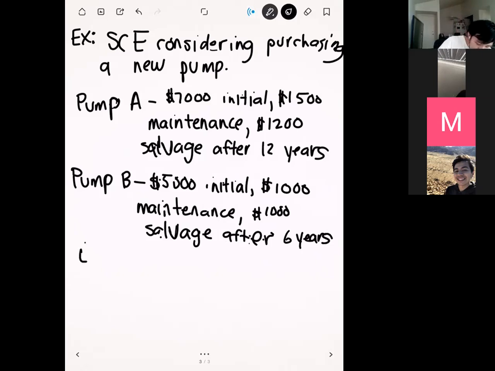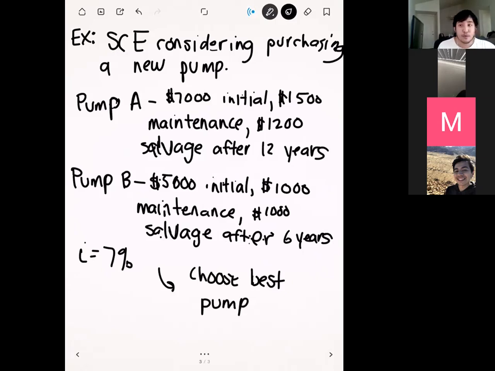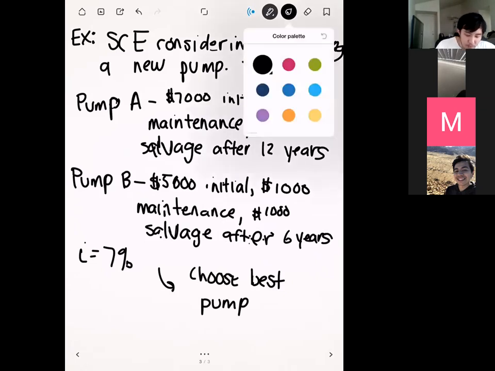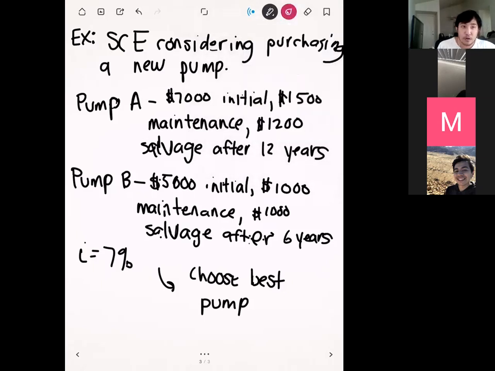And so if we assume an interest rate of 7%, what we want to do is choose the pump that's the most economically efficient. And we're going to assume in terms of performance and everything, both these pumps perform the same as the other. And so you can see right away, we have a problem, because normally when we do present worth, we use product lives that are the same, but in this case, our product lives are different.